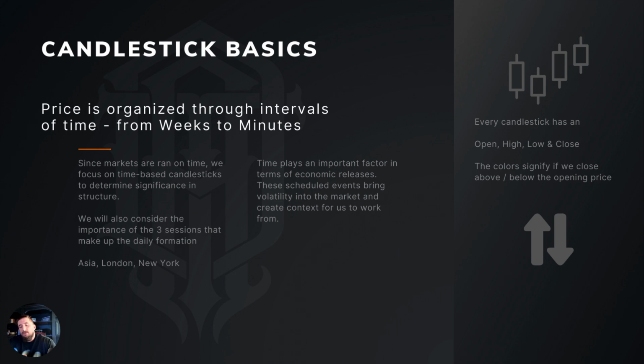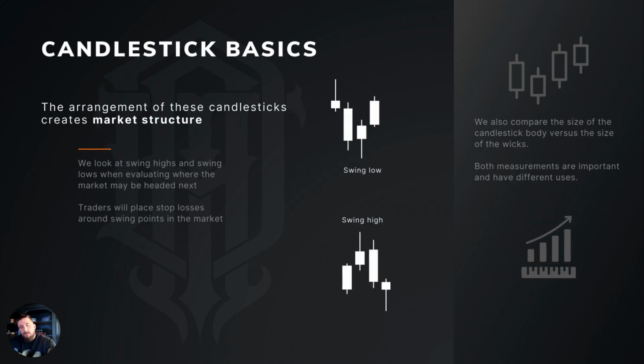We will also consider the importance of the 3 sessions that create a daily formation from Asia to London to New York. Every candlestick has an open, high, low, and close. And remember, the colors signify whether we close above or below the open. That's what creates a bullish or bearish candlestick. The arrangement of these candlesticks is what creates market structure.